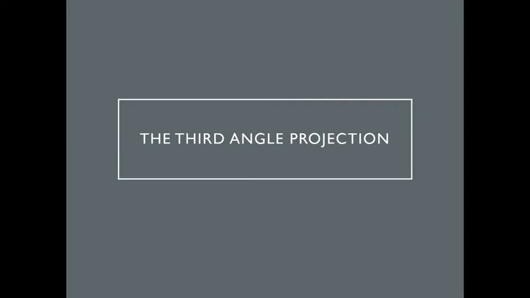In the last video, we discussed the need for a standard in the layout of the positions and orientations of the multiple views in a drawing. So the rule we'll use is called the third angle projection. So why is it called the third angle and what is it?